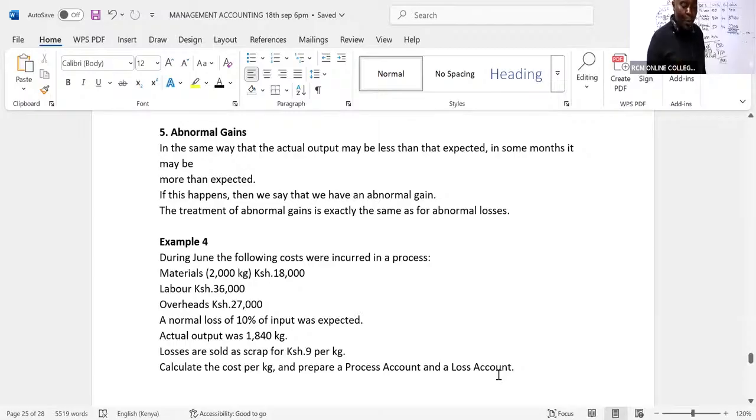So I want you to do me a favor. I will give you exactly 3 minutes. Can you kindly put up a throughput account for me? Do a throughput account, because it's never process costing if you don't have a throughput account.